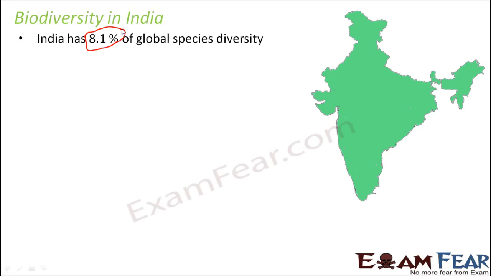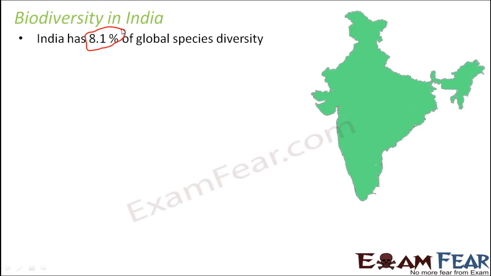Now, if you try to compare the size of India, if you look at the world map and see how much is India, you will appreciate this number even more. That's because India is only about 2.4% of the total world's land area. So the land area is so less, but the species diversity is quite huge when compared to the land area.